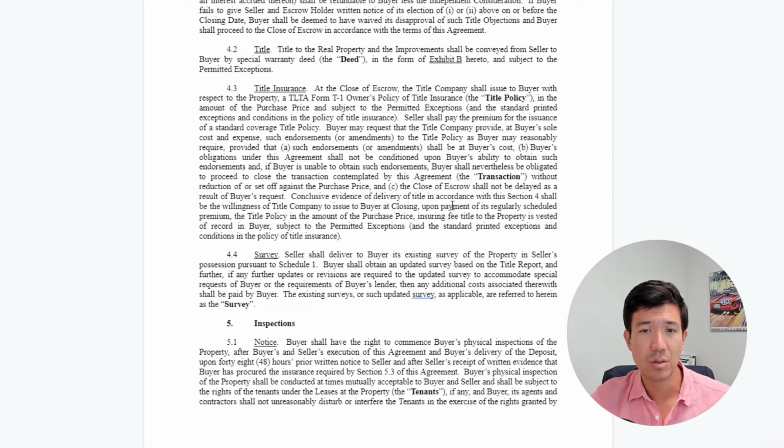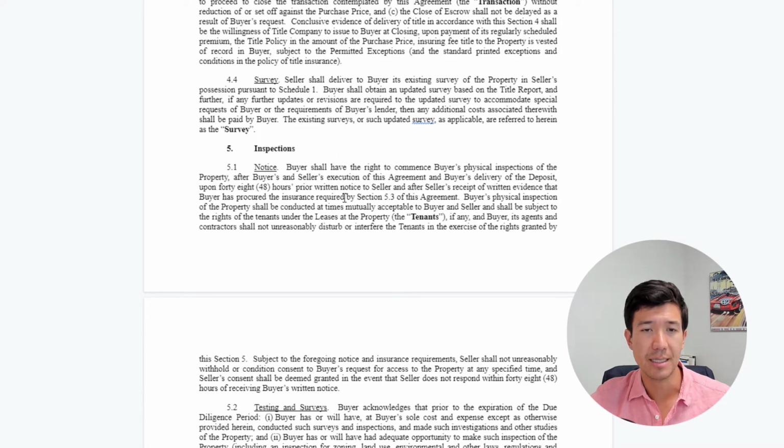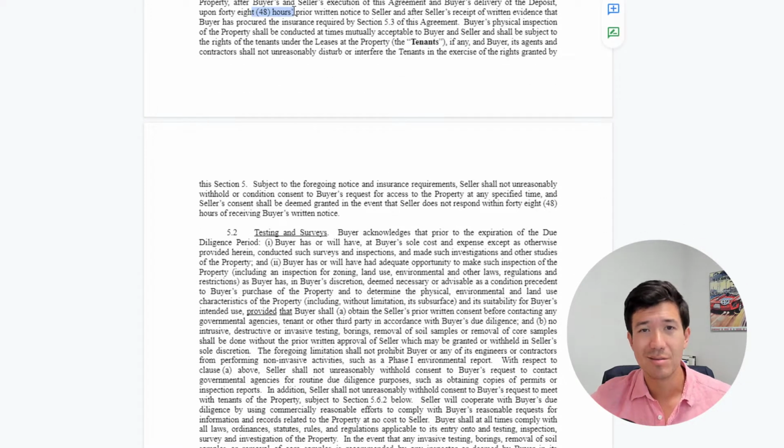Title insurance, T1, again, pretty standard, but this has just a lot of clarification and a lot of identity of who is supposed to do what and what is included and what's not. Survey, deliver existing, otherwise the buyer is going to have to pay for a new one. 48 hours notice, sometimes it's 24 if it's buyer friendly. That's an easy area.